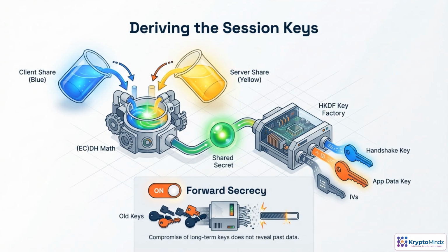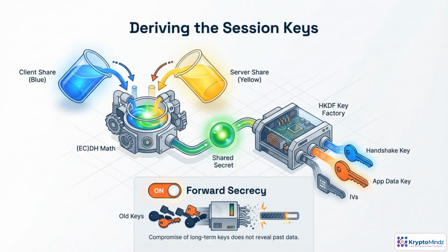We don't use that raw secret directly. Instead, it goes into a key derivation function, which stretches and mixes it into several different keys. One for finishing the handshake, one for encrypting application data, and initialization vectors or nonces as needed.